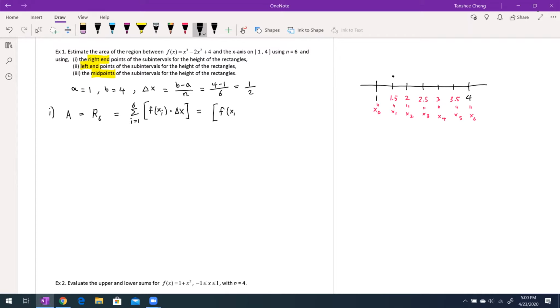So this will be f of x sub 1 times delta x, plus f of, when i is 2, x sub 2. Here's the first rectangle with the right endpoint as a height. Second rectangle, right endpoint as a height. See that? So x sub 2 times delta x, the width again, plus f of x sub 3 times delta x.